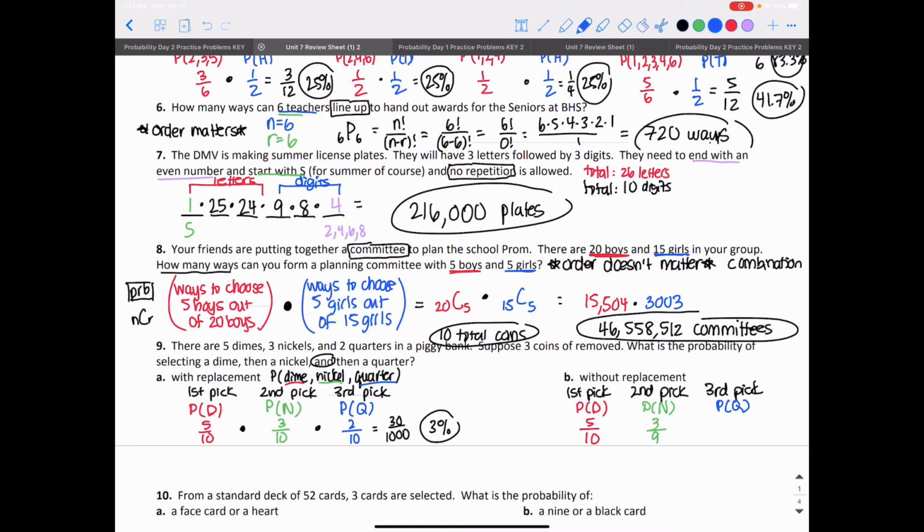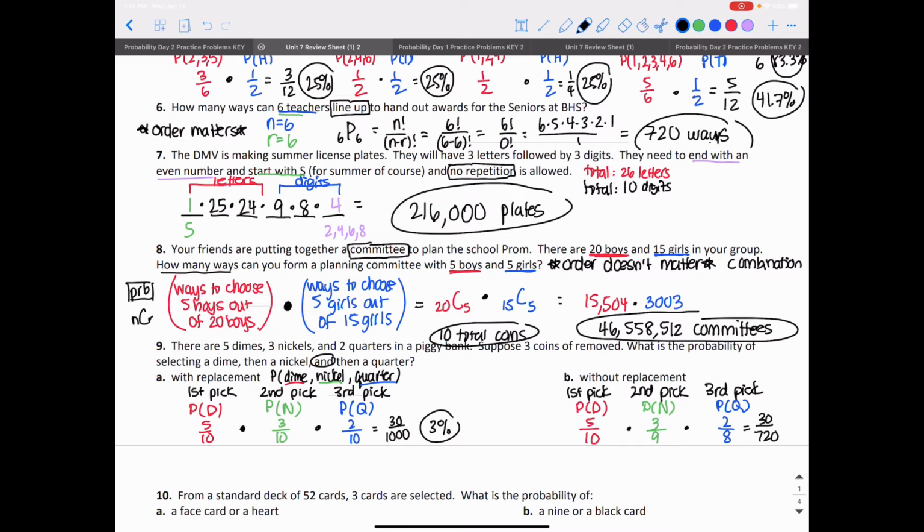For the third pick, I know there are only 8 coins left in the bag because 2 have already been taken out. And I'm not replacing them. So without replacement, I have 8 coins left and 2 of them are quarters. I'm going to multiply these together because I want them to be happening at the same time. The probability of them happening at the same time, and that's 30 over 10 times 9 times 8. Oops.